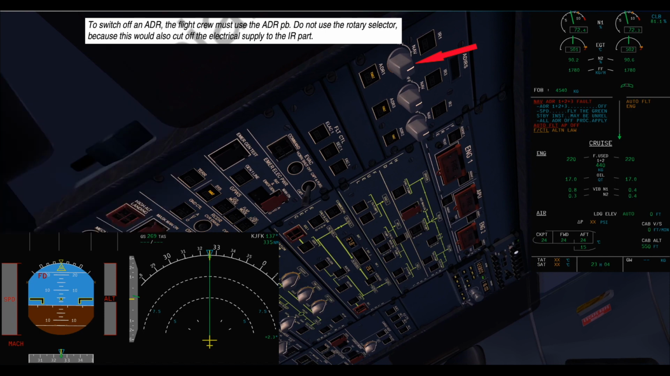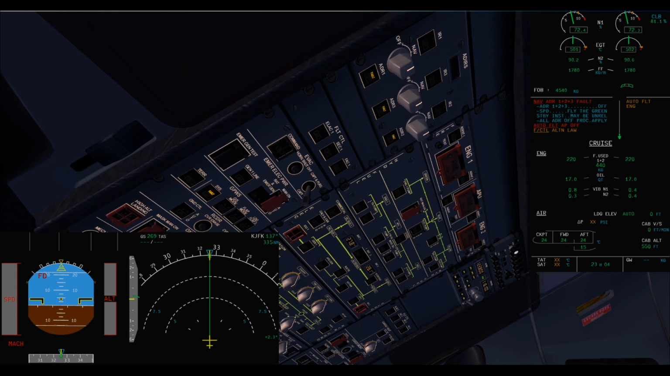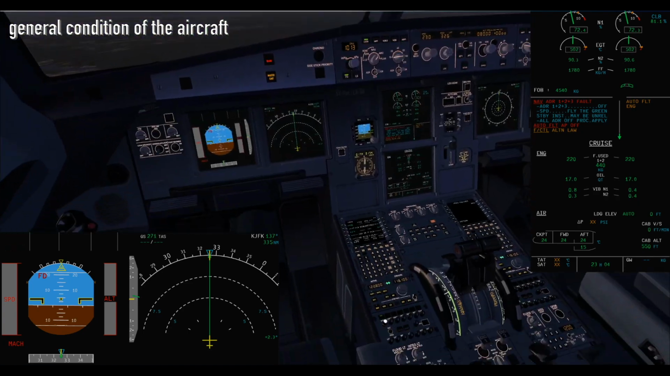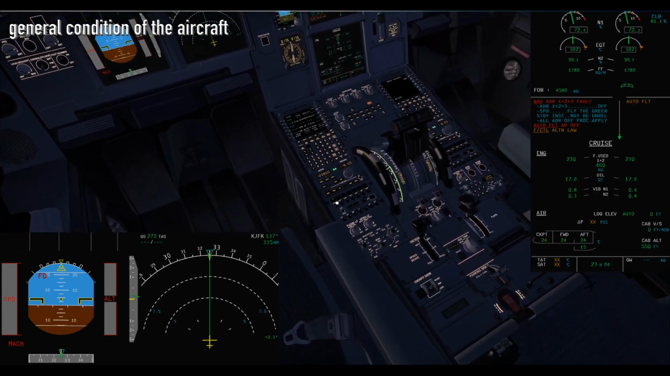Do not forget, to switch off an ADR, the flight crew must use the ADR push button. Do not use the rotary selector, because this would also cut off the electrical supply to the IR part. Now continue and look at the aircraft panels with this failure.